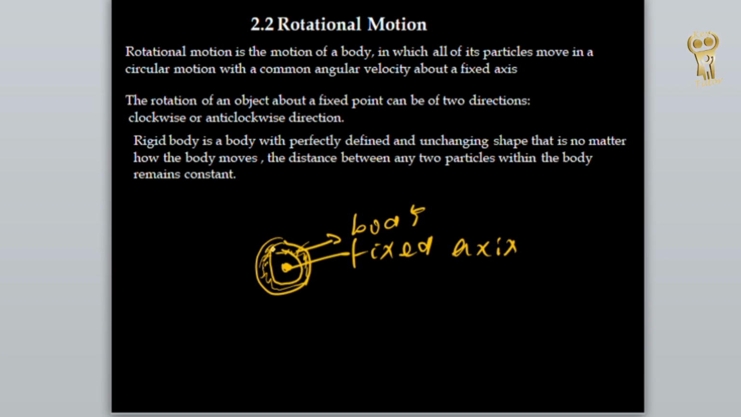Therefore this body have different particle. One particle is from here, another particle is from here, another. This body is made up of different particles. Therefore this body rotates around the particles of this body. እያንዳንዱ ፓርቲክል በአክሲሱ ዙሪያ ሲሽከረከር which is called rotational motion. It can be expressed as rotational motion.